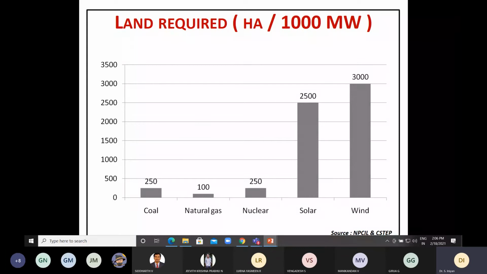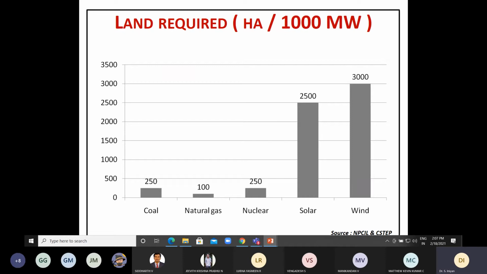Because of wind flow, we need a large area and bigger blades to harness that. What is the length in feet for one blade? Around how many feet, from the slide itself? A previous slide you may have seen. That's why I'm asking. Have you noted it down or not?